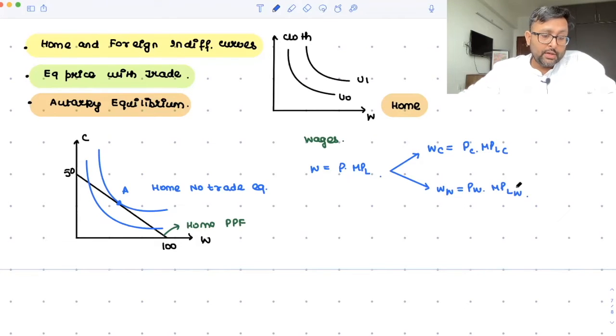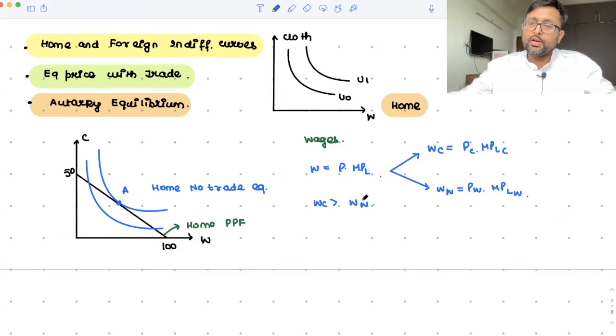But you also have to understand that the equilibrium would be maintained only if the wages in the two industries are equal. Suppose the wages in the cloth industry are more than wages in the wheat industry. Because labor is perfectly mobile across the industries, labor is going to move from the wheat industry towards the cloth industry.